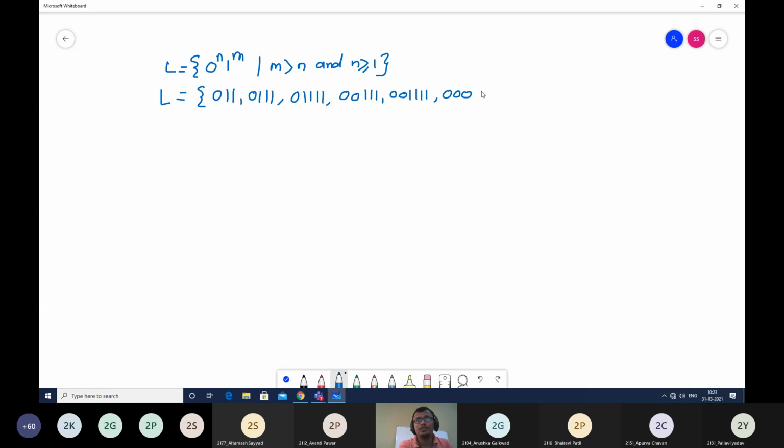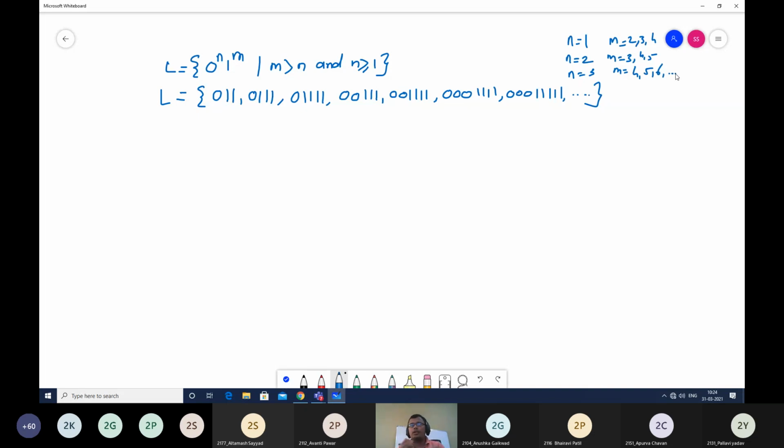Next, suppose if I have 3 zeros. Then in that case, how many ones will I have? Minimum I will have 4 ones, or I may have 5 ones also, and so on. So if the value of n is 1, m can be 2, 3, 4, and so on. If n is 2, m can be 3, 4, 5, and so on. If n is 3, m can be 4, 5, 6, and so on.